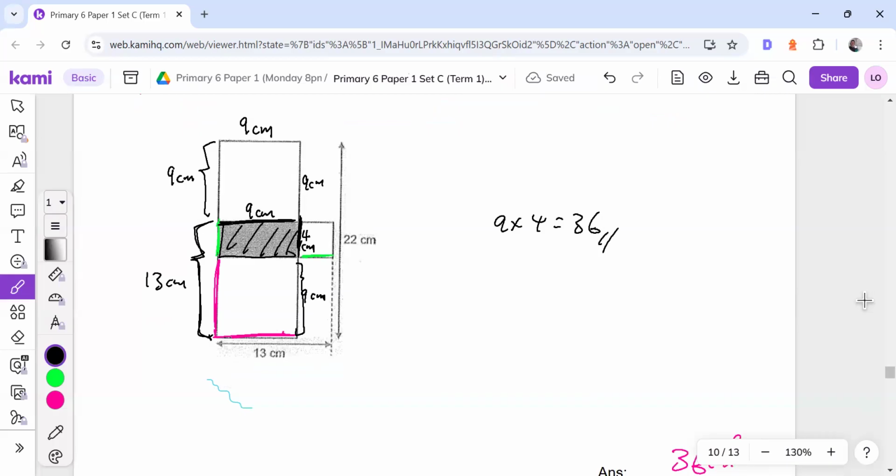So how to do this kind of question? You may have to use colors. Like pink color for the longer side, green color for the shorter side. Why use colors? Because you have identical squares. So you may want to see whether this pink and this green, how long is that? So using colors to help you to see better.